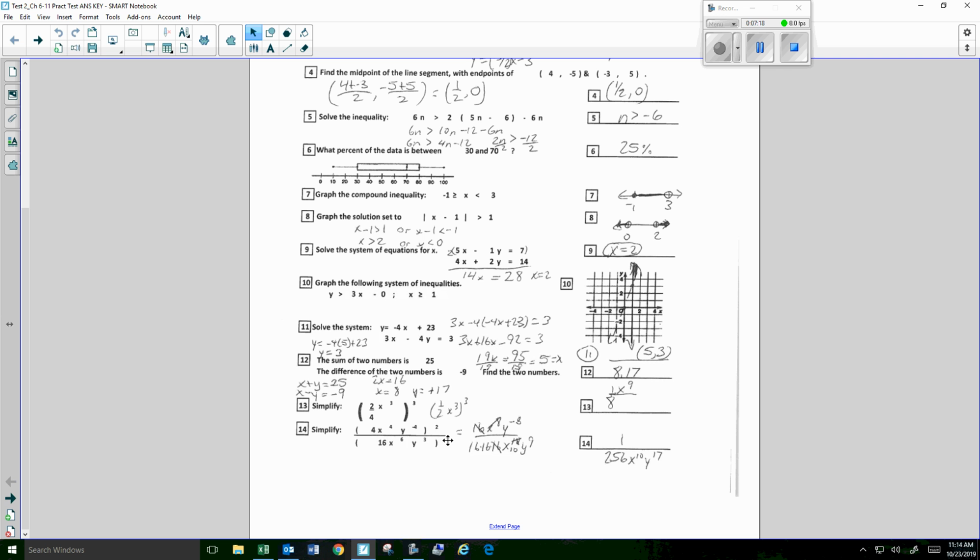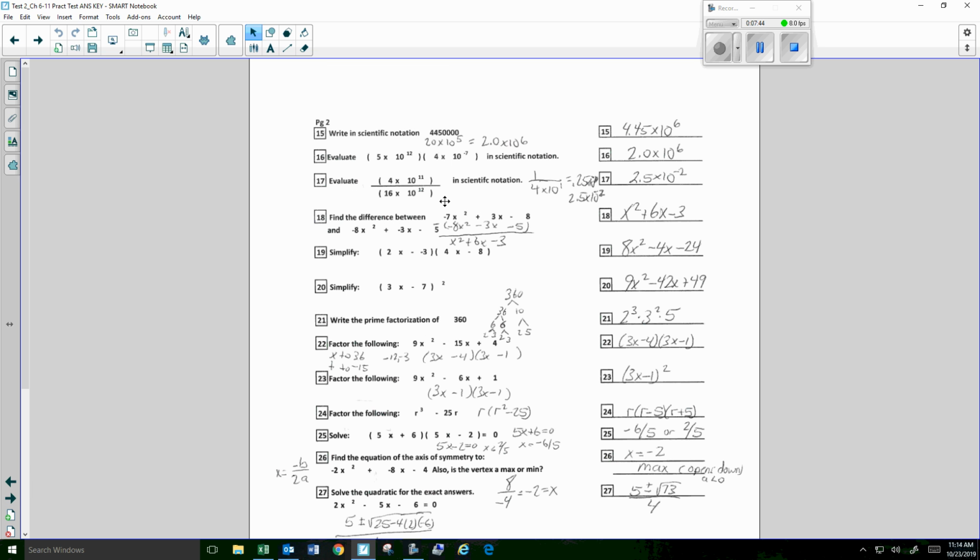And then I have 3 times 6 is 18, and 3 times 3 is 9. So one of these 16s will cancel one of these 16s. I'm left with 16 times 16, which is 256. 1 over 256 for the numbers. Here I have x to the 8th, but here I have x to the 18th. So I have 10 extra x's in the denominator. A negative exponent becomes positive when you drop it down there. So this comes down to the denominator, and I have 9 plus 8 is 17.